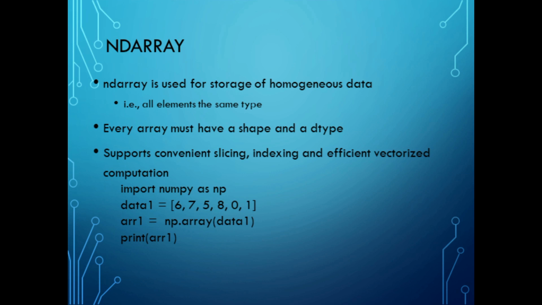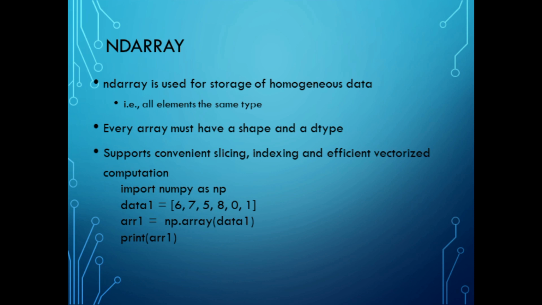An ndarray is used for storing homogeneous data types. That is, if we want to declare or create an array, all the elements must have the same data type. Let us give an example. data1 is equal to 6, 7, 5, 8, 0, 1. Then how do we create an array?